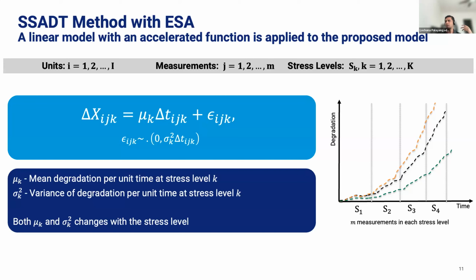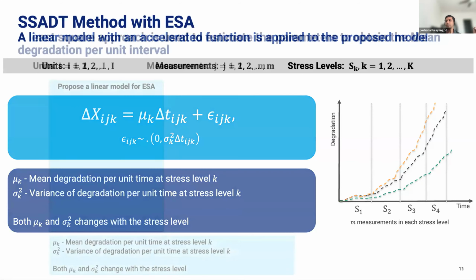So we want to come up with a model where the average and the variance change with the stress level that we apply, and then we can find out what's going to happen for this product in an ambient environment of 25 degrees Celsius or 70 degrees Fahrenheit.